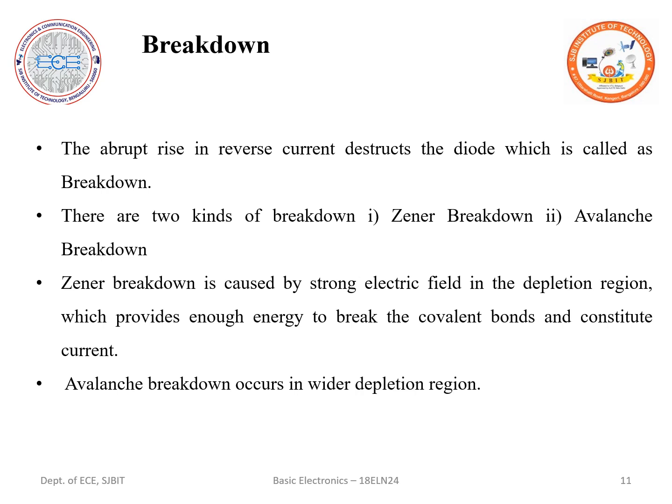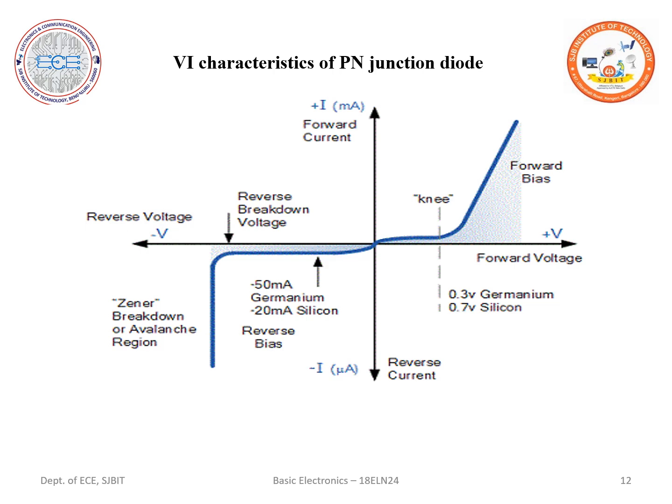Now there are two kinds of breakdowns. One is Zener breakdown and the other one is avalanche breakdown. The Zener breakdown is caused by the strong electric field in the depletion region, whereas the avalanche breakdown occurs due to the wider depletion region. Now this is the total VI characteristic curve of a PN junction diode, which is shown for both the forward bias characteristic as well as the reverse bias characteristic.